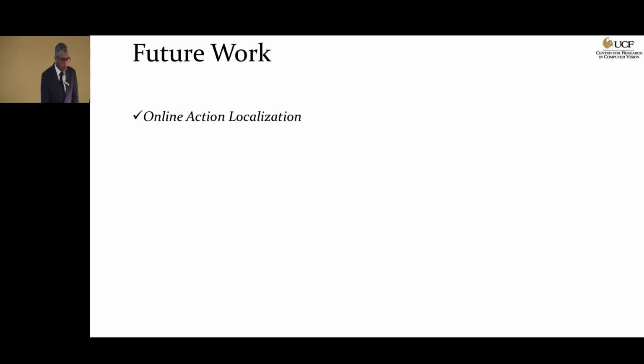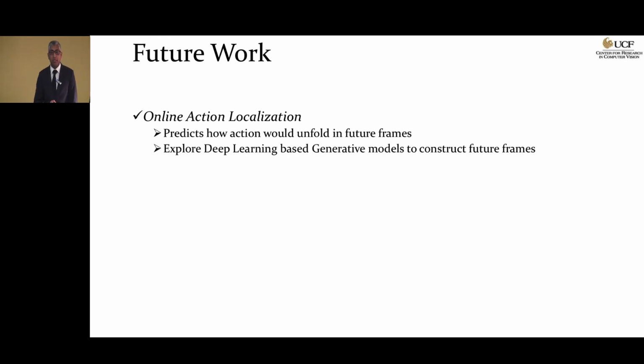So for future work, there could be a number of problems that you can explore. For online action localization, currently we predict and detect the action in the current frame. However, we can try to predict how the action would unfold in future frames, such that it can be used to deter or to set an alarm in surveillance videos. That could be really helpful. And there could be possible ways to explore that, such as deep learning-based generative models that can construct those future frames and be able to tell what the action would look like in the future.